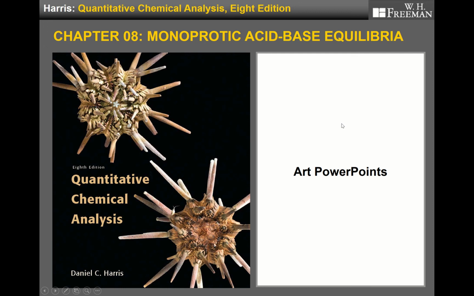Hello everyone. Now we have reached chapter 8. The topic of this chapter is monoprotic acid-base equilibria, where acid-base chemistry is the core of analytical chemistry. The author of this book, Daniel Harris, recommends that if you don't have enough time to teach all the content in the book, you choose the acid-base chemistry. Acid-base chemistry is really important not only in chemistry but also in other subjects.